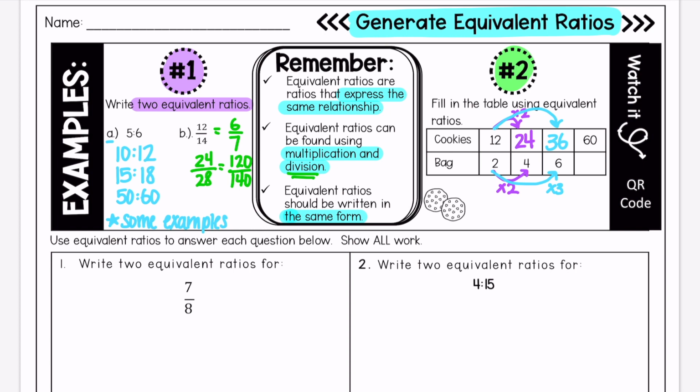36. And then I would have to look at the top now to get the bottom box. 12 times what is 60? Well, 12 times 5. So I'd have to do 2 times 5. And I would get 10. So I would get 60 cookies in 10 bags. Sometimes it's helpful to draw those arrows and write down the multiplication so you don't lose track.